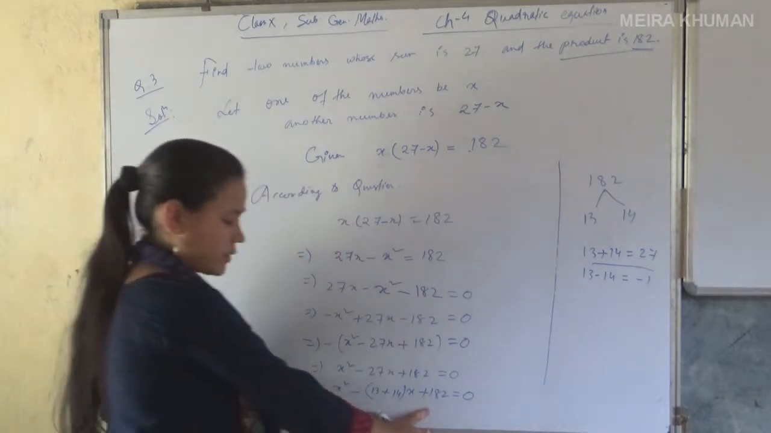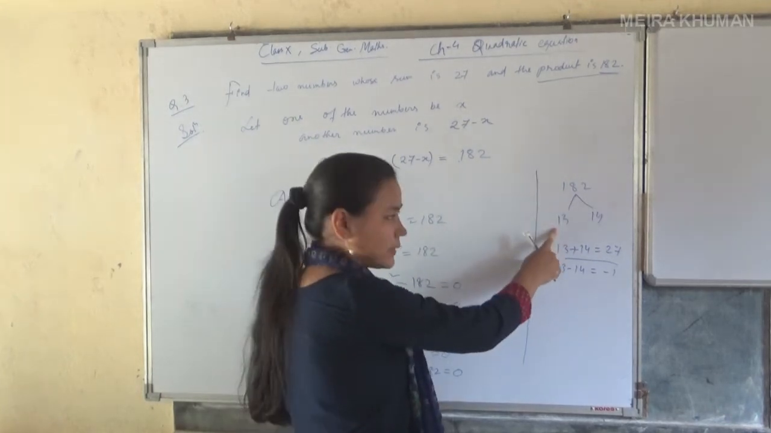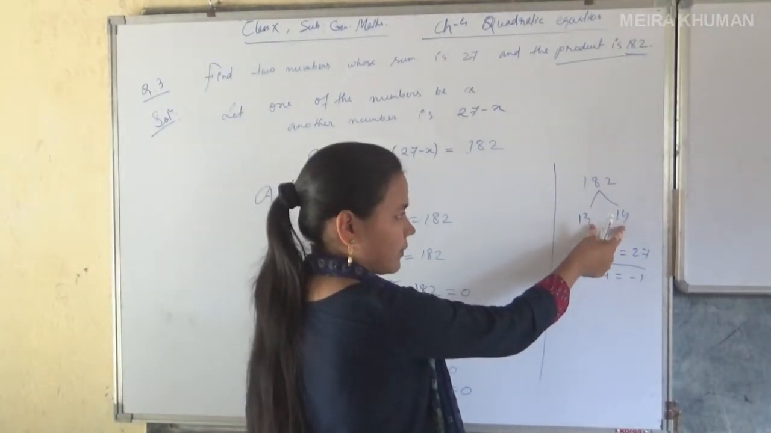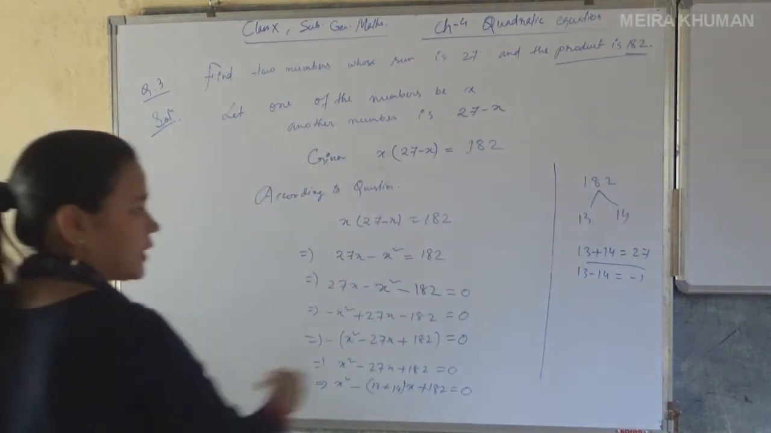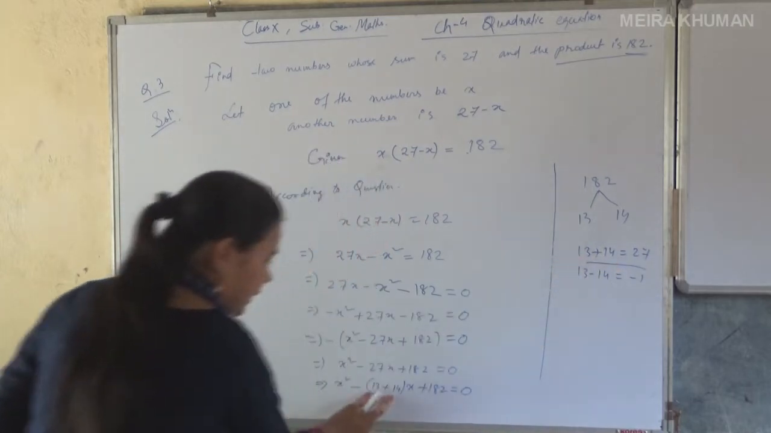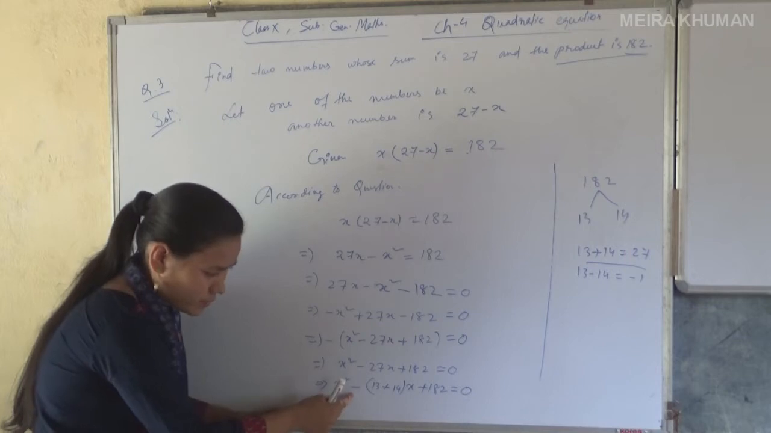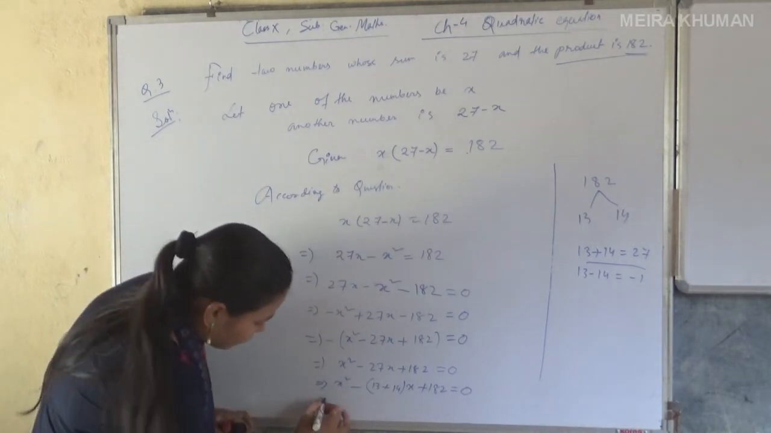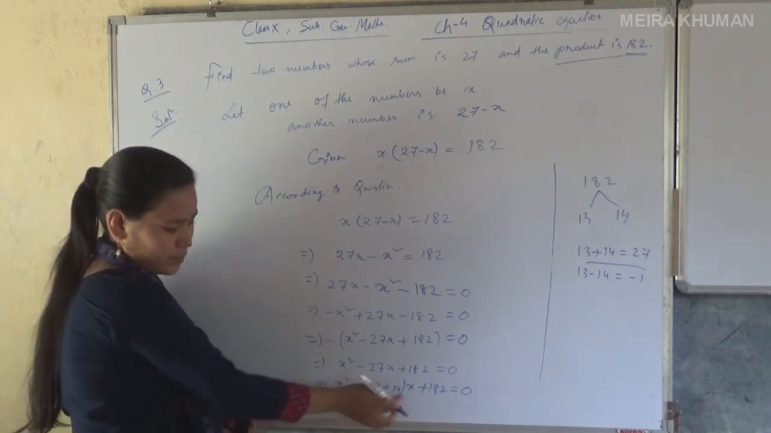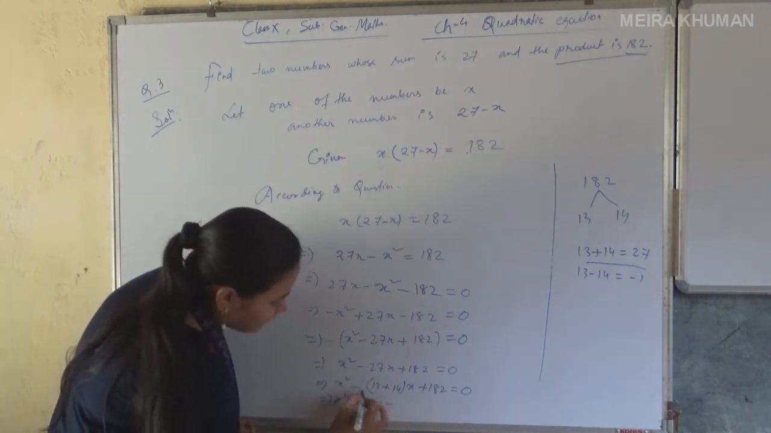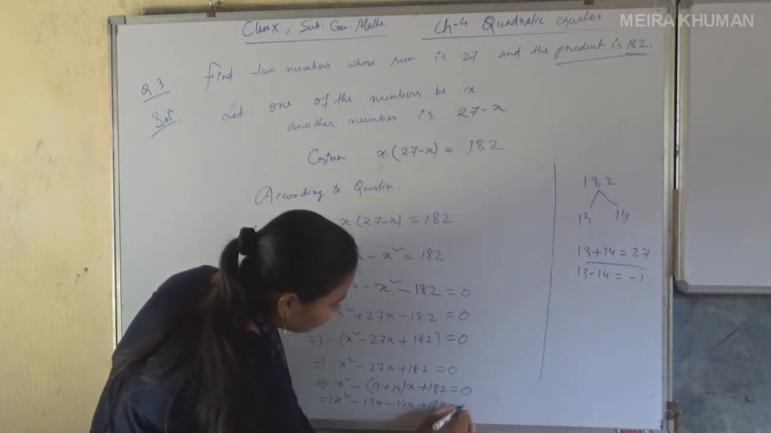Is there any confusion? The factors of 182 are 13 and 14. 13 into 14 gives 182. If you subtract, you will not get the middle term; if you add, you get the middle term. So 13 plus 14 is 27, and the minus sign stays here. Next line: x square minus 13x minus 14x plus 182 equals 0.